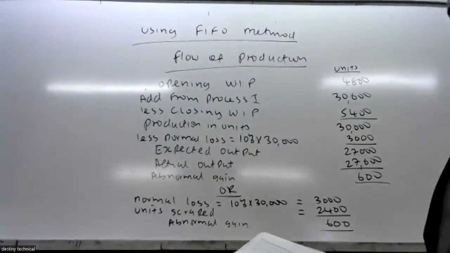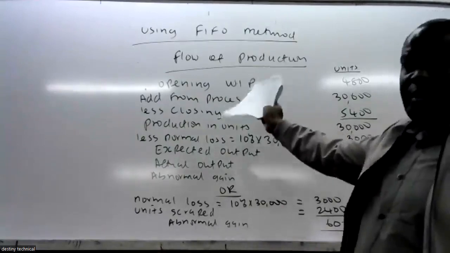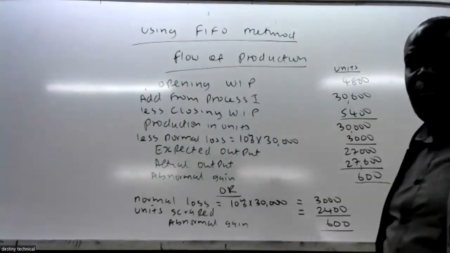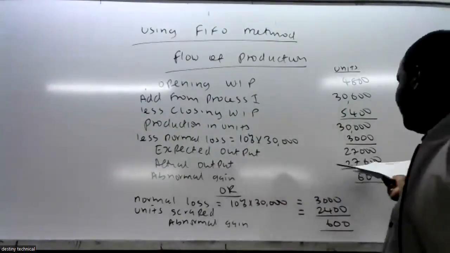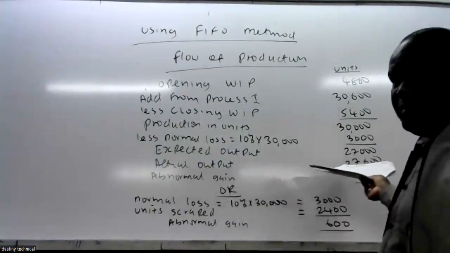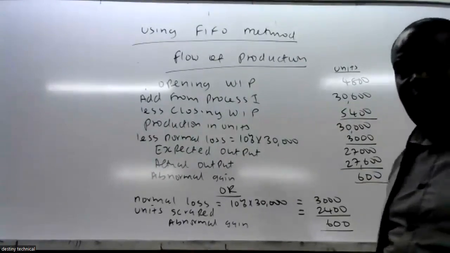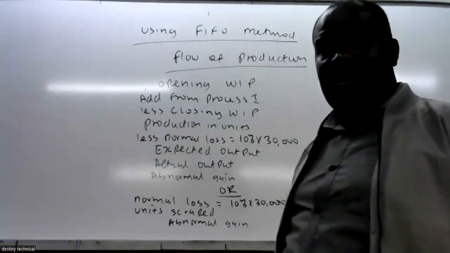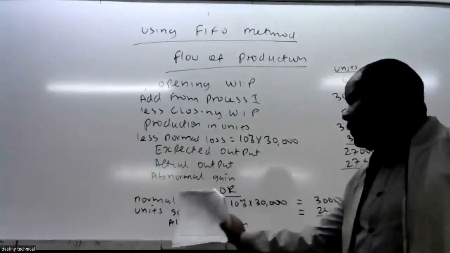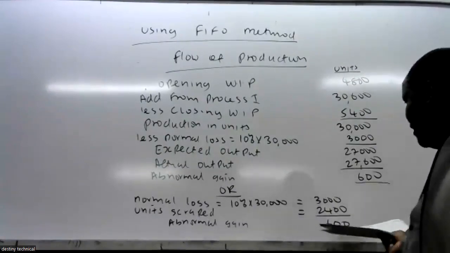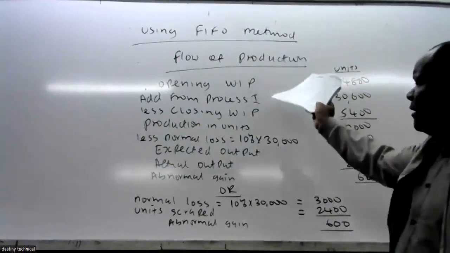So that will be your step number 1. You can either use this or you can use that. The reason why I'm showing you both is that sometimes a question may not give you the actual output. If the question has not given you the actual output, you can calculate it. Start with this part, get your abnormal gain or abnormal loss, then come back to this statement.